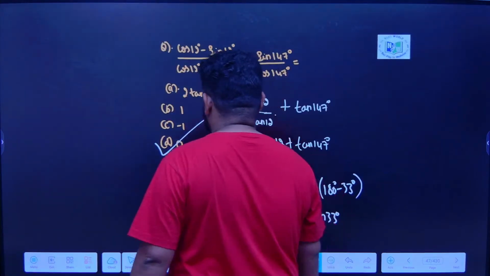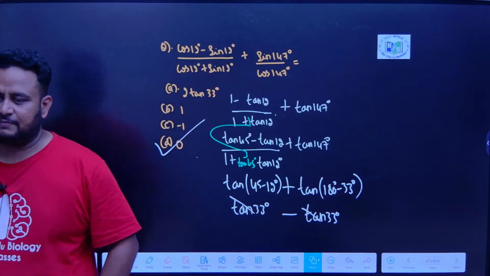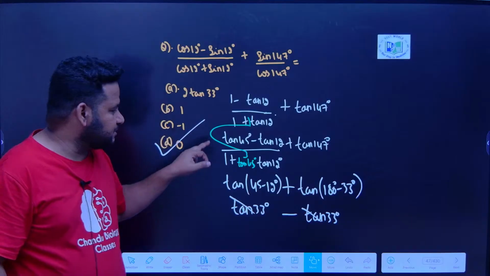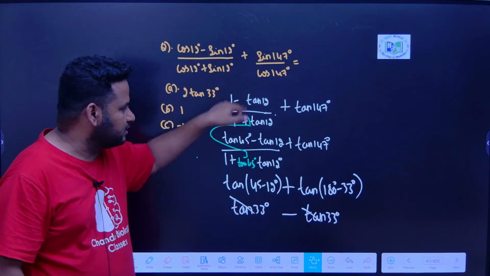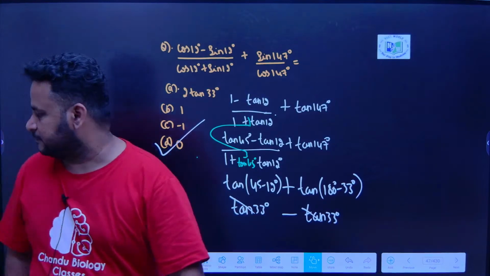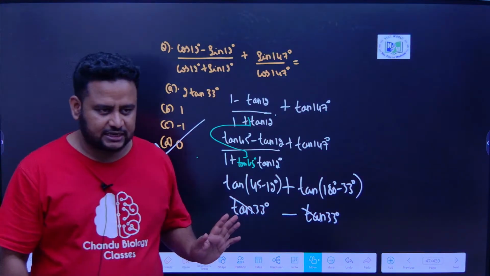Understood? So we use the formula tan of A minus B. From RHS we came to LHS, that is tan of A minus B. The most important thing is, wherever 1 is there, I can put tan 45 degree or tan pi by 4. Pi by 4 is nothing but 45 degree. Clear? I hope it is clear to all of you.